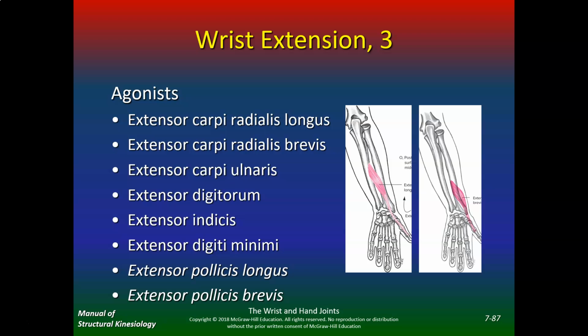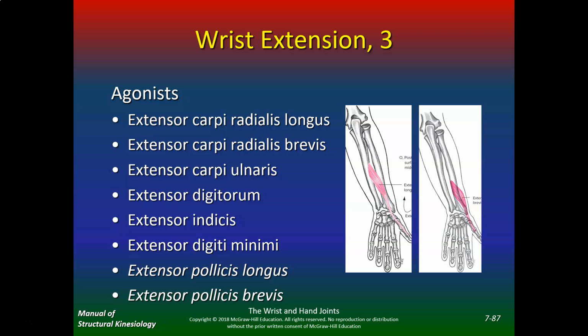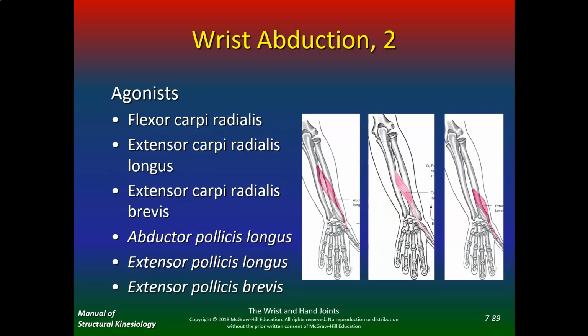Extensors. Wrist abduction: you have the flexor carpi radialis, extensor carpi radialis longus, extensor carpi radialis brevis, abductor pollicis longus, extensor pollicis longus, and extensor pollicis brevis. So put them into groups, make flashcards, and say, okay, these are the ones that do wrist abduction. These are the ones that do wrist extension. These are the ones that do wrist flexion.